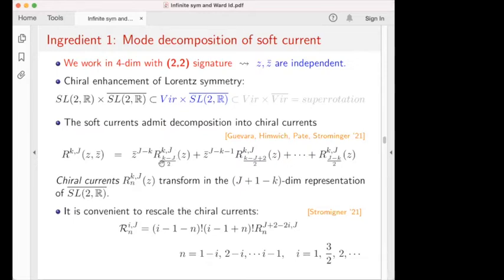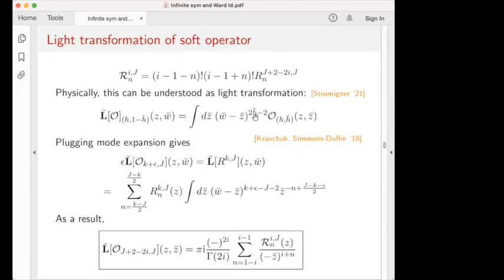So here we have this coefficient, but it's more convenient to rescale these chiral currents by multiplying with this factor, (Δ − 1 − n)! times (Δ − 1 + n)!, and this gives rise to calligraphic R. So this extra factor is to simplify the formula for later purposes, but it also has physical meaning. Physically, this can be understood as light transformation.